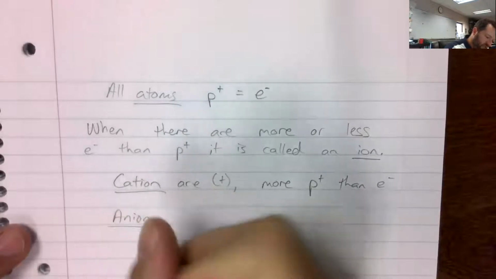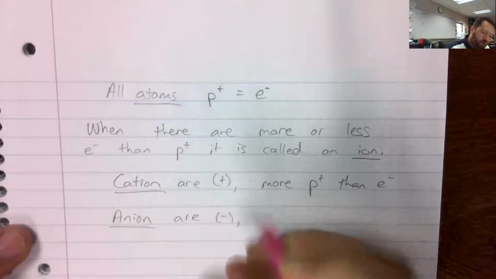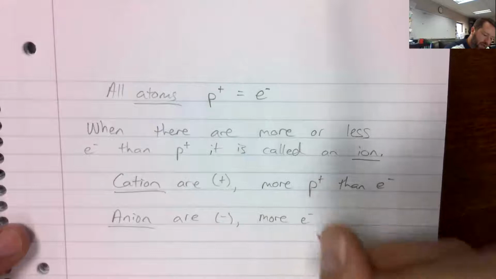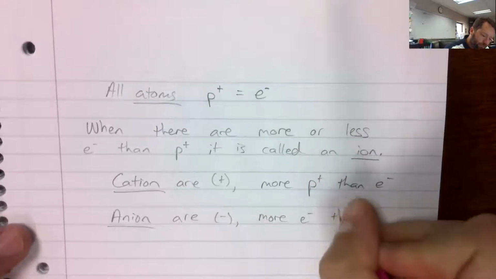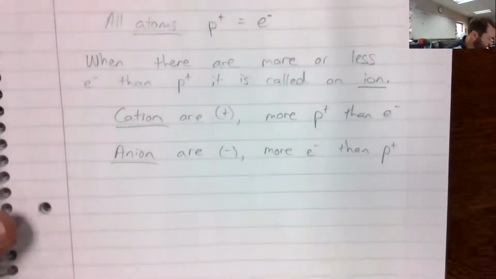And the opposite of cations are anions. These are negatively charged because they have more negatively charged electrons than protons.